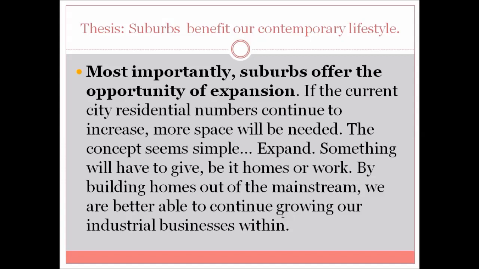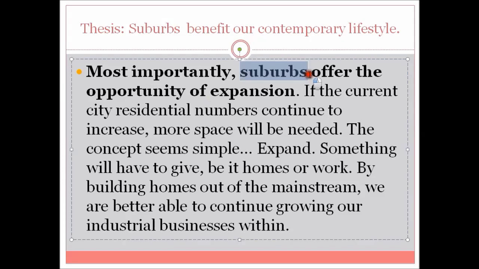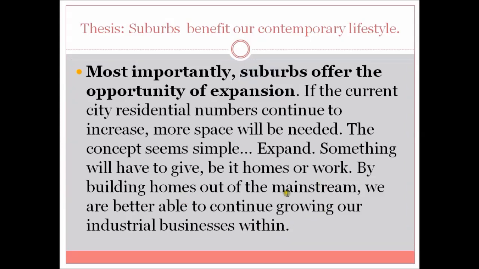So all the things that we talked about are present in this topic sentence. She has a transition, most importantly. So it shows how this point fits with all the other points. It's the most important one. This topic sentence offers a shared term, suburbs. So we see how it connects to the thesis. And finally, it sets up the ideas for the rest of the paragraph. The opportunity of expansion. And she goes on to talk about how more space will be needed, something has to expand in order to accommodate the rise in population, and so on.